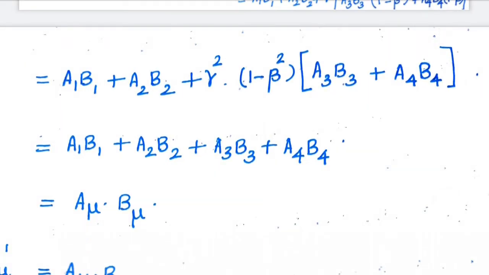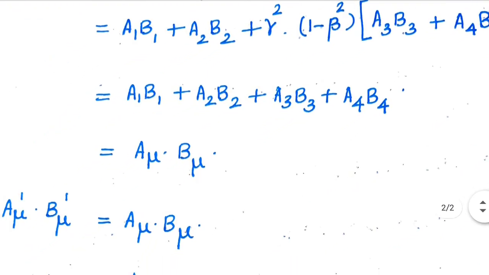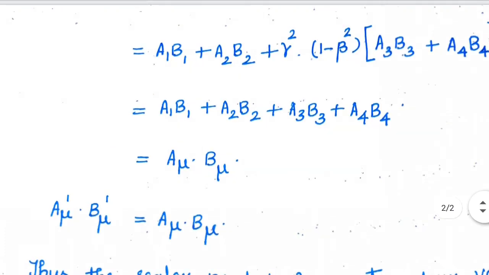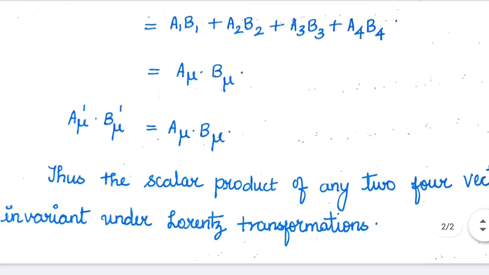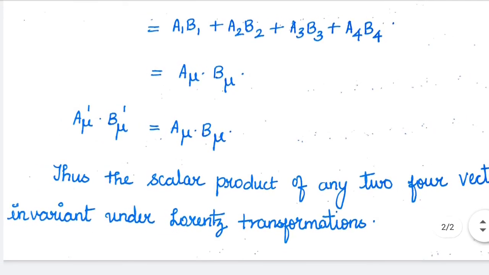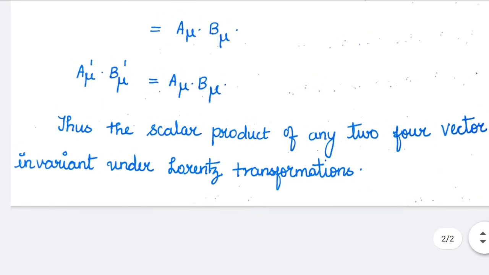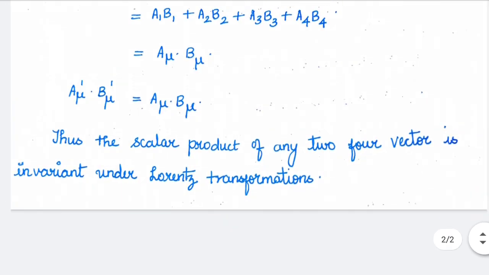So we are left with A1 B1 plus A2 B2 plus gamma square into 1 minus beta square into A3 B3 plus A4 B4. We know gamma square is equal to 1 divided by 1 minus beta square, so these two get cancelled. So we get A1 B1 plus A2 B2 plus A3 B3 plus A4 B4, which is simply A mu into B mu. So we have proved A mu prime into B mu prime is equal to A mu B mu. Thus, the scalar product of any two 4 vectors is invariant under Lorentz transformation.